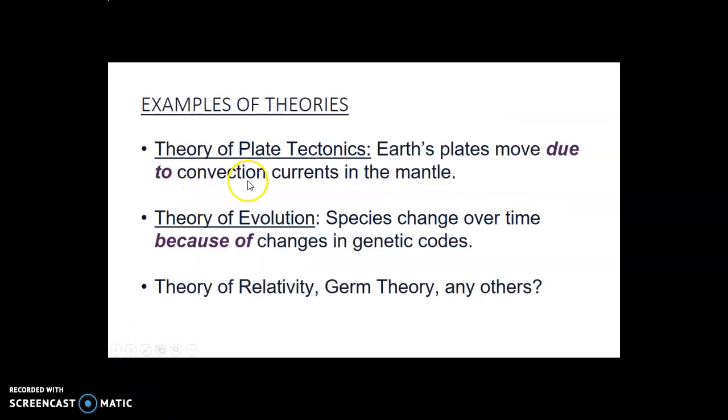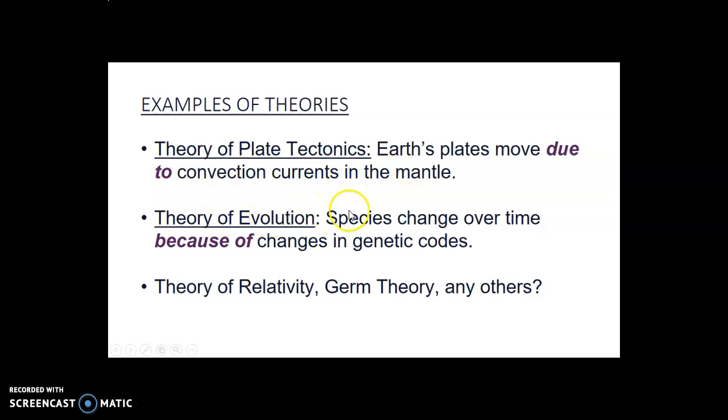Okay, so a couple theories here. There's the theory of plate tectonics. Earth's plates move due to convection currents in the mantle. Do you see, I tried to highlight the words in here that give you a clue that it is explaining this whole idea of plate tectonics and why Earth's plates move. We know that they do move, but the convection currents, that's the reason for that.